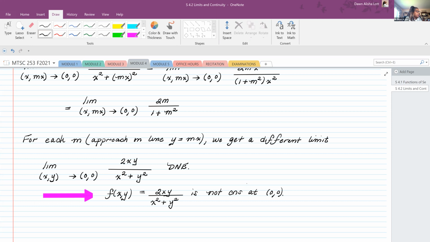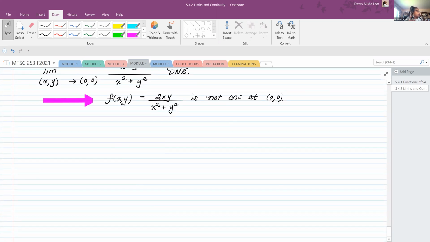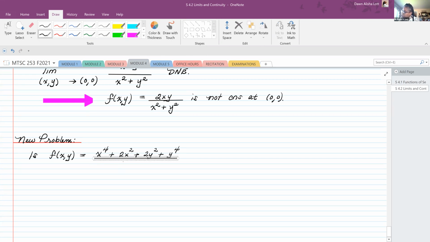Okay, so we said that this is a more difficult problem. All right, so let's determine whether or not this function is continuous at (0, 0). Is f of x, y equal to x to the 4th plus 2x squared plus 2y squared plus y to the fourth over x squared plus y squared continuous at (0, 0)?